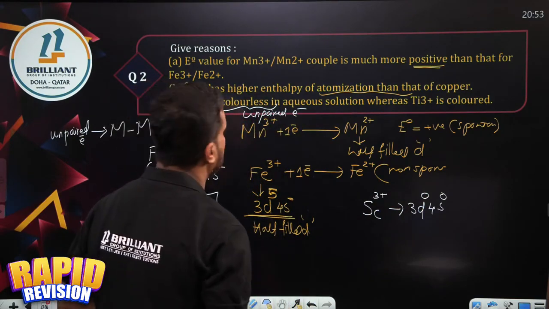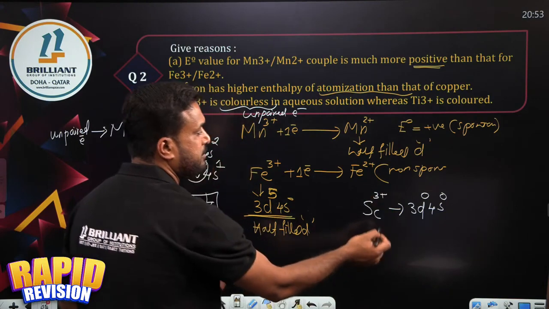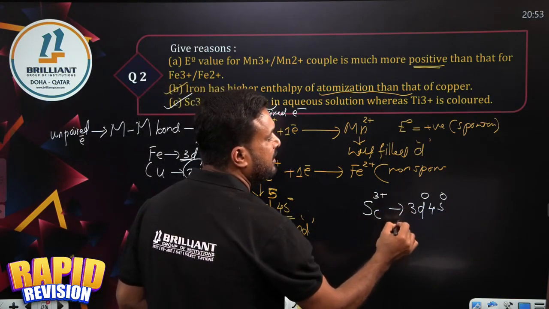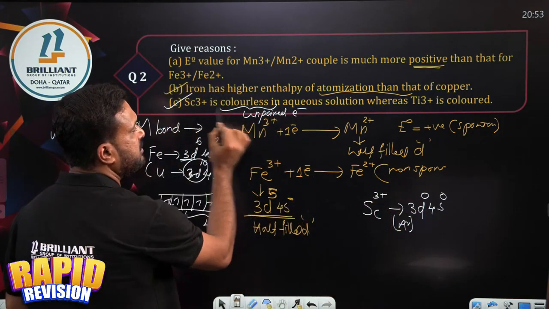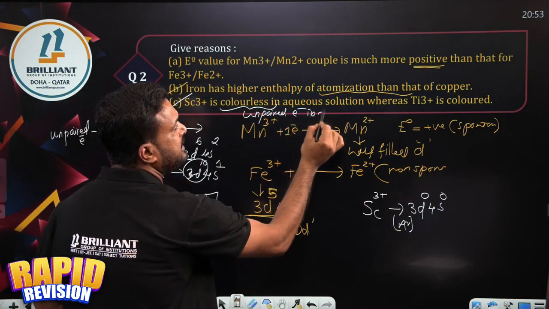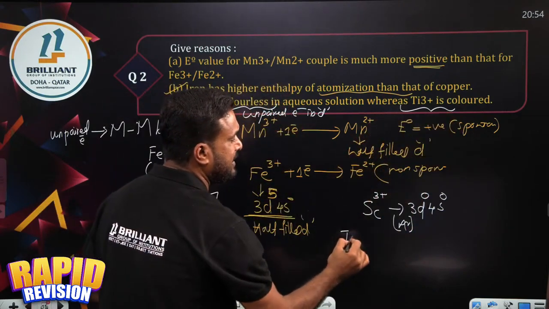There are no unpaired electrons in d because scandium is 3d1 4s2. So scandium 3 plus means the electronic configuration will be argon, before argon only it will come. There is no unpaired electron in d, so you have to say that no unpaired electrons in d subshell. Whereas Ti 3 plus, titanium 3 plus.